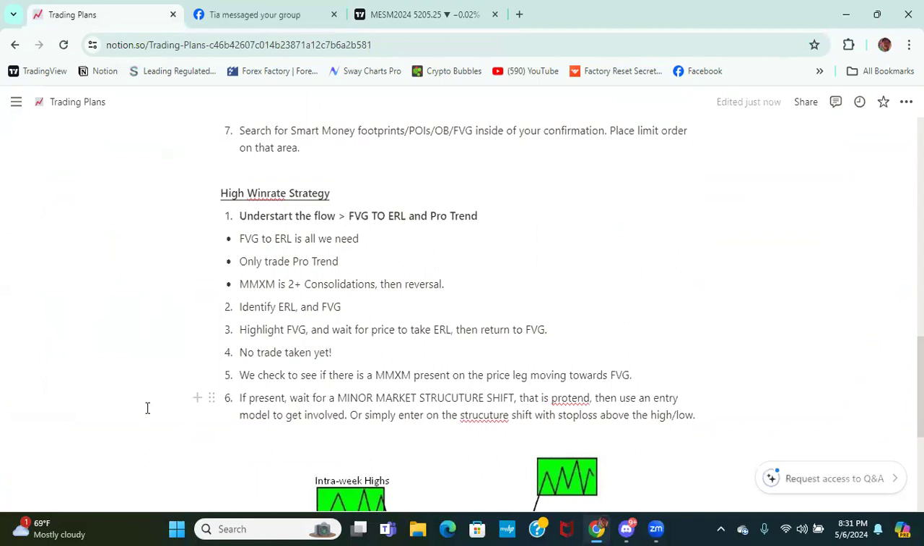Okay, so first you got to understand the flow. You got to understand fair value gaps, external range liquidity, and pro trend. That is the main concepts about this, okay? External range liquidity is just any major highs and lows on higher time frames, or pretty much any high or low, okay? And really all you need is to know how to trade from a fair value gap to a new external range liquidity, okay? We only trade pro trend, okay?